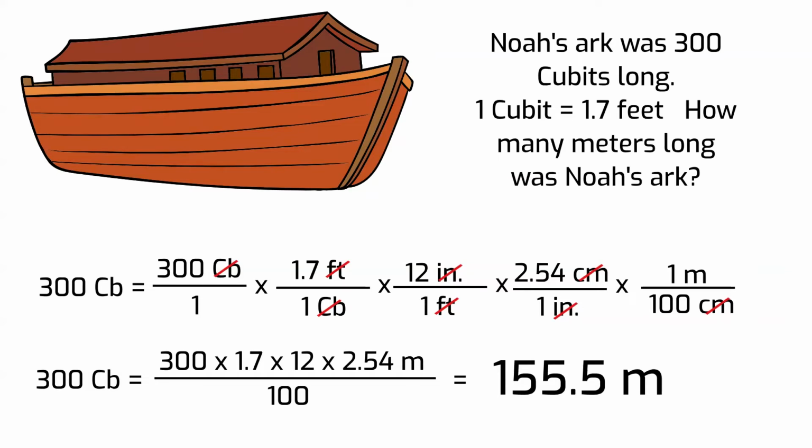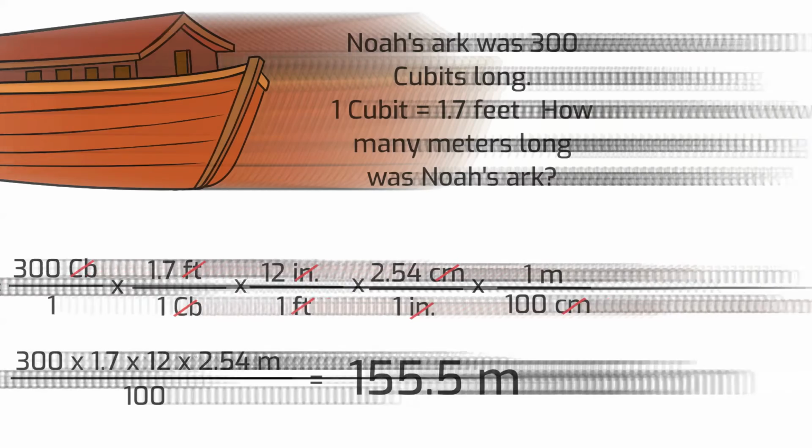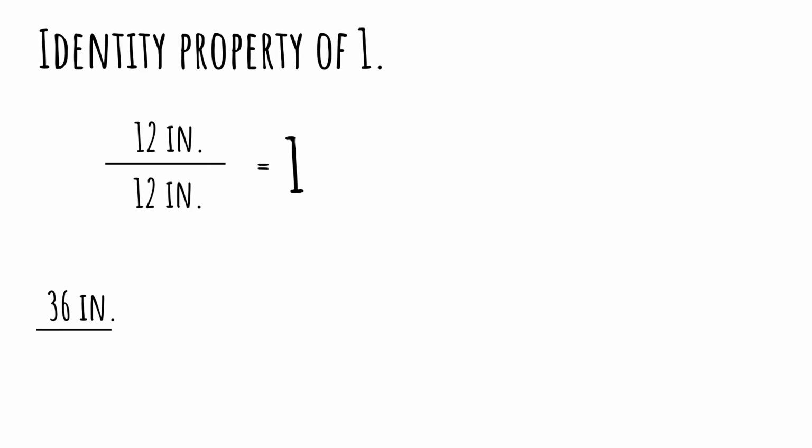There are two reasons why all of this works. First is the identity property of 1. When we multiply or divide any item or any value by 1, its value remains the same. And in working with fractions, we know that when we take the same value and place it over itself, then the value of that fraction is 1. So when we take a value, let's say 36 inches, and we multiply it by that 12 over 12, which is essentially 1, we're not changing the value of the 36 inches at all. It remains 36 inches.